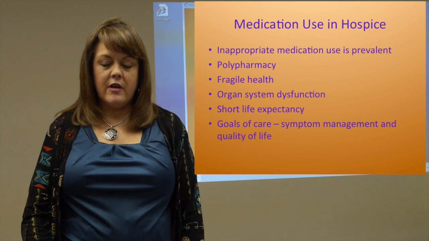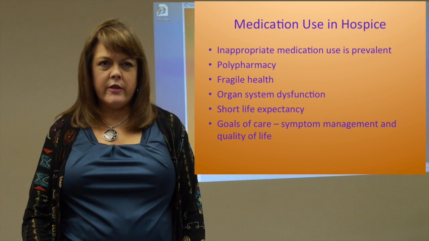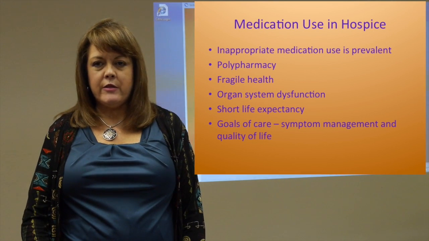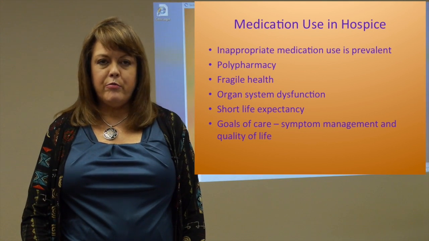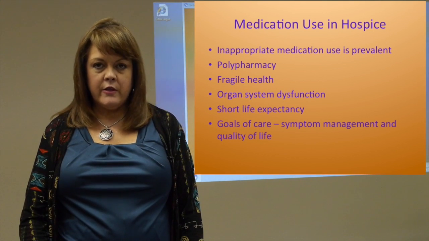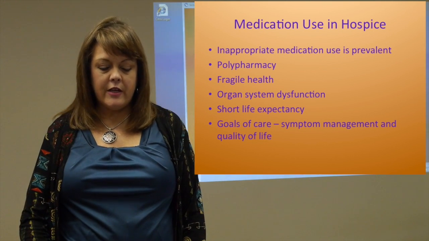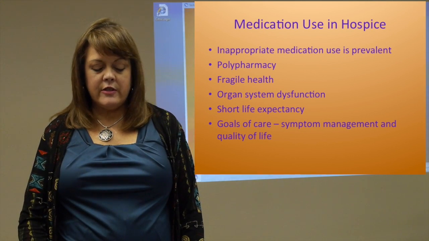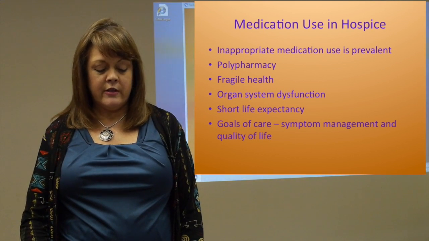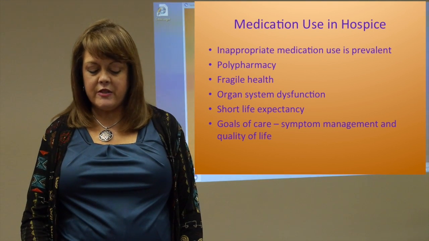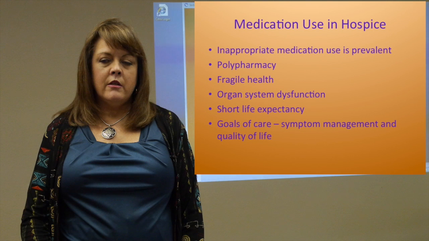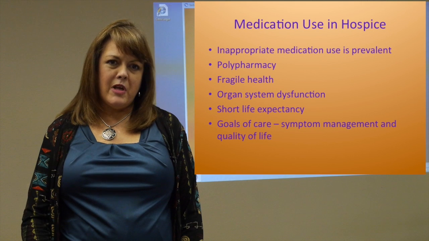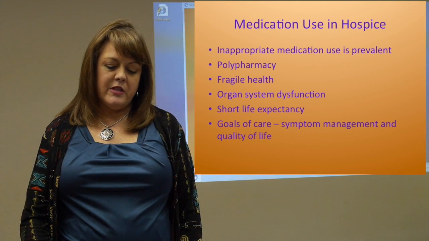Medication use in hospice is complex. These are patients with often multiple diagnoses who've had polypharmacy, who've had polyproviders, and inappropriate medication use is prevalent. These are often elderly patients with fragile health who may be affected by the dosage that's normally used and other things, such as organ system dysfunction. As they decline, their liver clearance of medication and their renal clearance of medication may be affected, and the dosages would need to be adjusted.